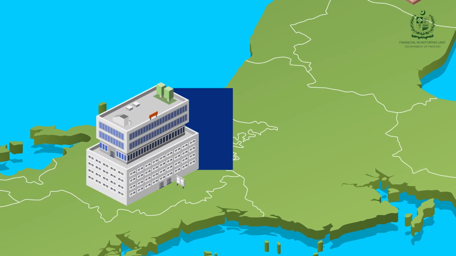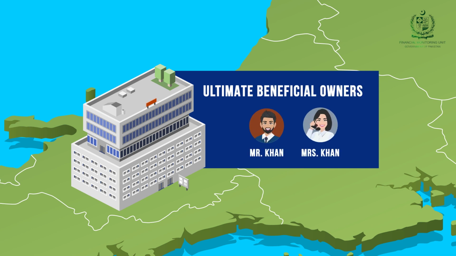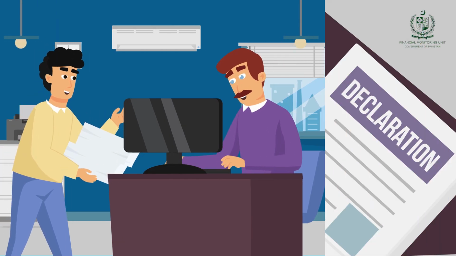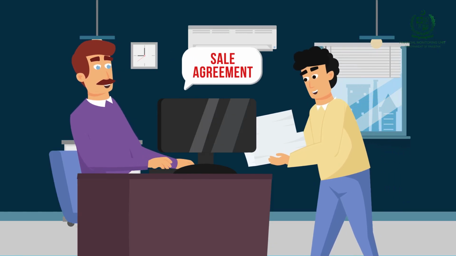Upon further probing, it was revealed that Mr. and Mrs. Khan were the ultimate beneficial owners of an offshore company who sold their shares to a foreign company. However, its sale proceeds were not declared by them to tax authorities and the companies' registration authority.